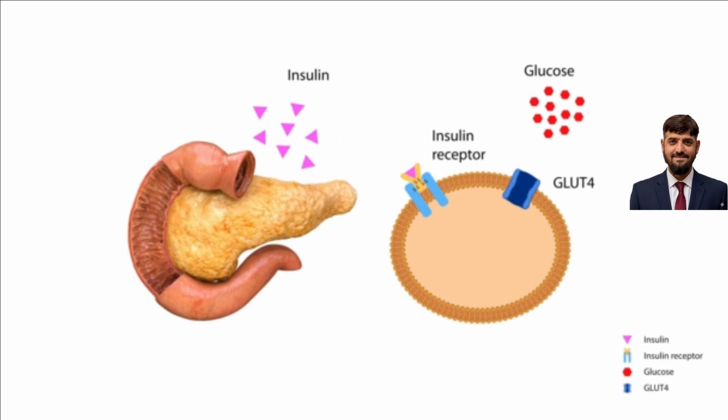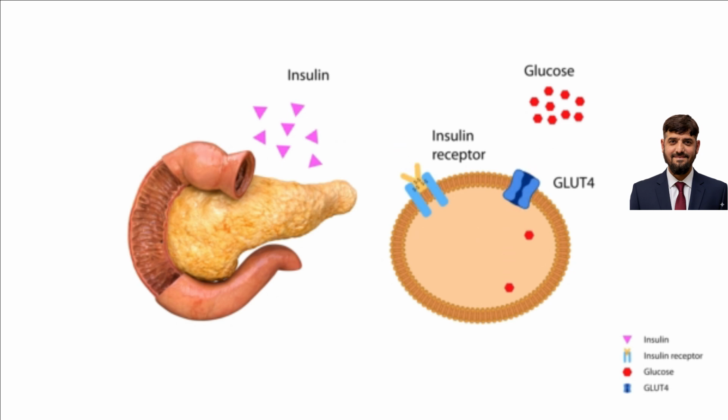After digestion, glucose enters the blood, but glucose cannot enter cells by itself. For muscle and fat cells, insulin acts like a key. Insulin binds to its receptor and opens special doors called GLUT4 or glucose transporters, allowing glucose to enter the cell.